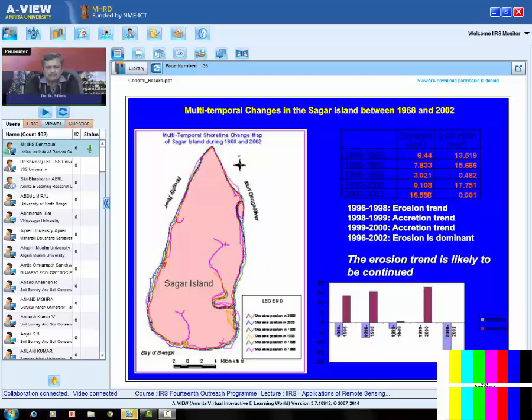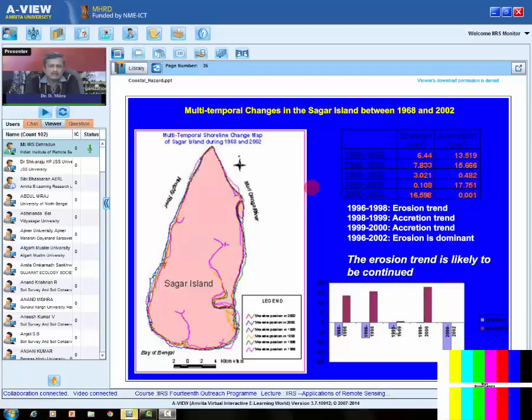It has been seen that some part of the island is eroding in some time frame, and the same part is also getting accreted in another time frame. So in 96 to 99, the erosion trend is dominating. Then again 98 to 99, the accretion trend is dominating. Then 99 to 2000, again accretion trend, and 96 to 2002 overall, the erosion trend is dominating, and it is likely to continue in the near future.